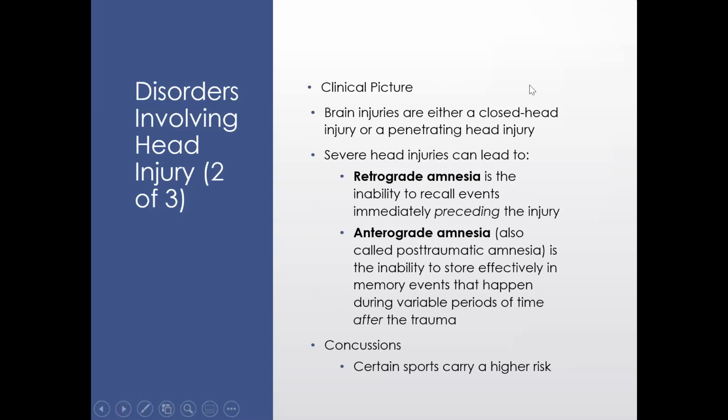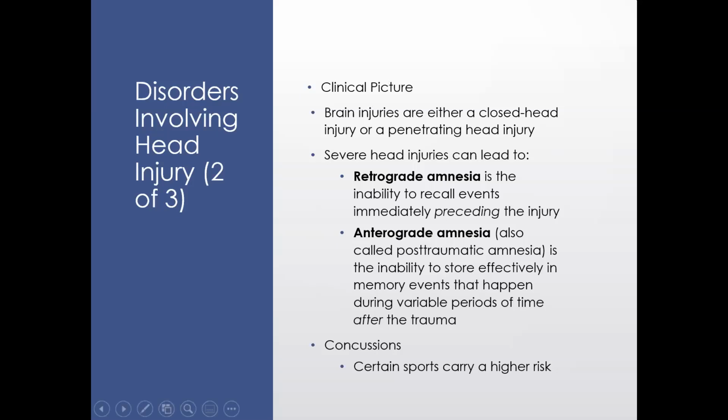Brain injuries are either closed head injury or penetrating head injury, and severe head injuries can lead to amnesia. When we're talking about retrograde amnesia, I know we've talked about this in the past. It is the inability to recall events immediately preceding the injury. So retro, think about past. But when we're talking about anterograde amnesia, also called post-traumatic amnesia, it is the inability to store effectively in memory events that happened during variable periods of time after the trauma. So anterograde is going to be after the injury. Retrograde is going to be having difficulties remembering things before the injury.